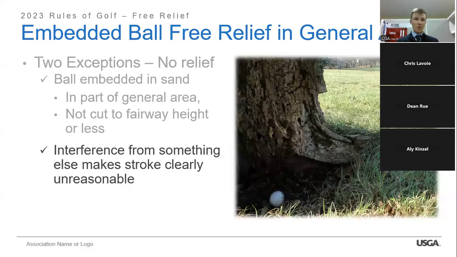And again, we see the same exception. If it's clearly unreasonable, we can make a stroke. Great picture here on the right, ball embedded at the base of a tree. There's no way we'd be able to reasonably take a stroke at that, so we can't take free relief to get out of that situation.